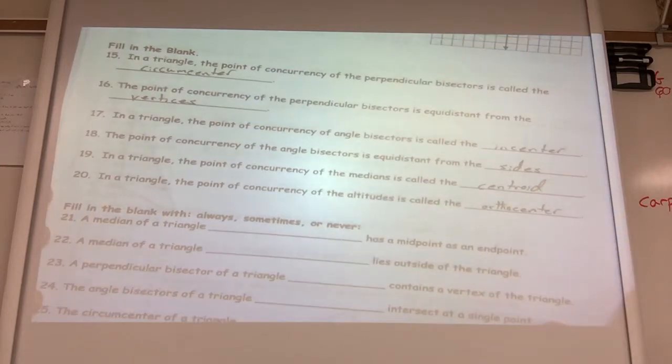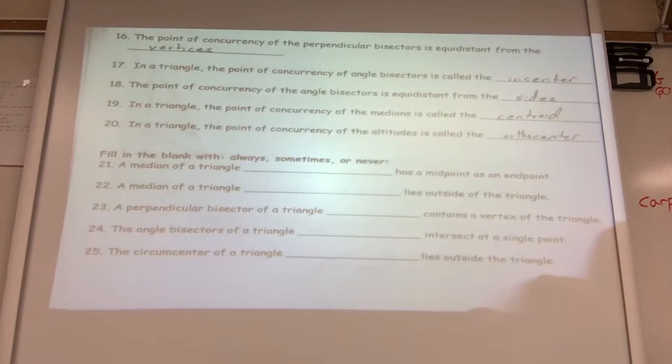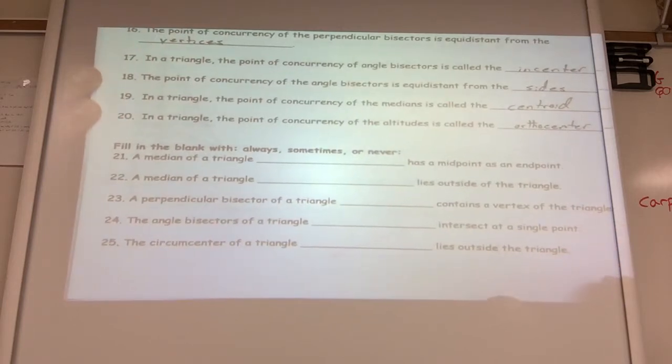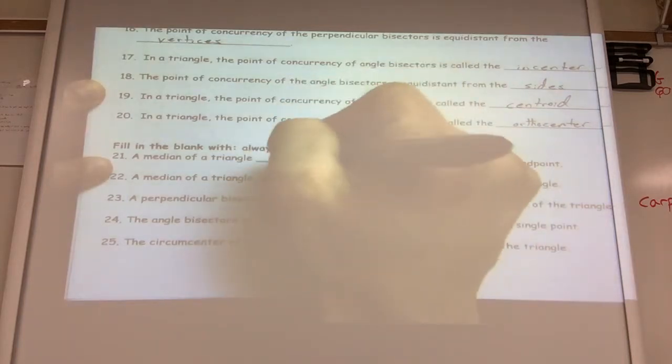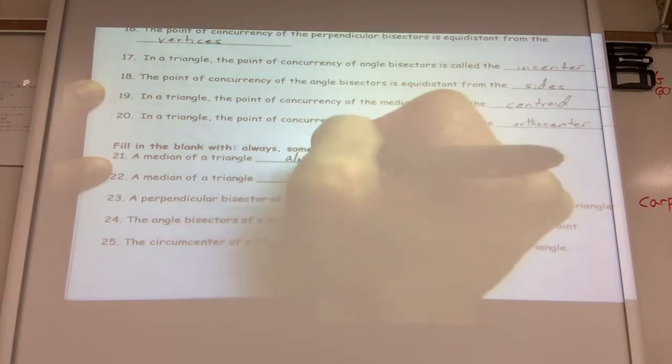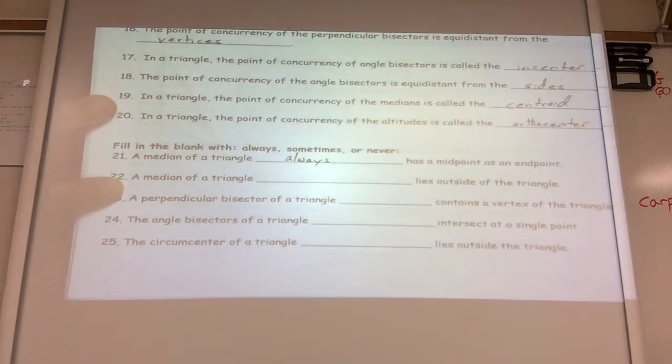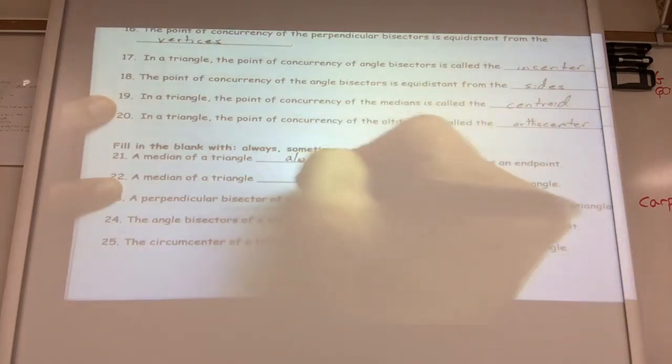All right. Fill in the blank. Always, sometimes, or never. This takes quite a bit of thought right here. It really does. A median of a triangle, is it always, sometimes, or never, has a midpoint as one of its endpoints? Always. That's something that defines a median. A median of a triangle always, sometimes, or never lies outside of the triangle. It never lies outside the triangle.